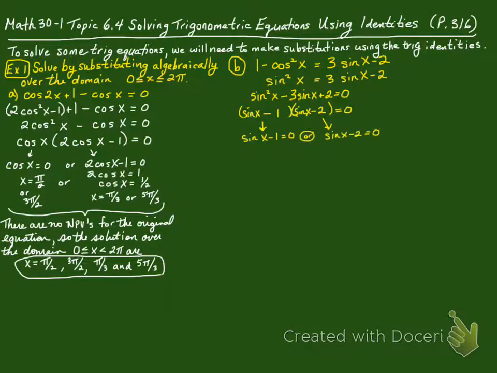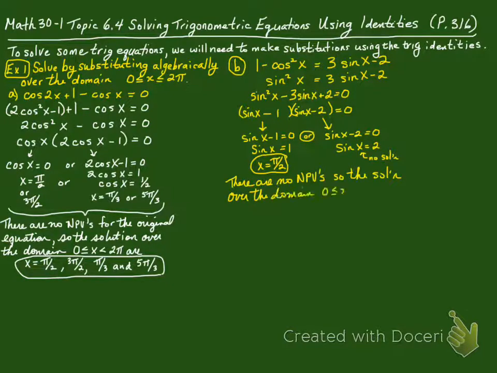This tells us then that the sine of x minus 1 will equal 0, or the sine of x minus 2 will equal 0. Well, to ask where the sine of x is equal to 1, that's going to be at pi over 2. To ask where the sine of x is equal to 2, well, that's never. Sine is going to have a value between negative 1 and 1. It's never going to equal 2. So there's no solution. There are no non-permissible values, and so the solution over the domain 0 is less than or equal to x is less than 2 pi is simply pi over 2.